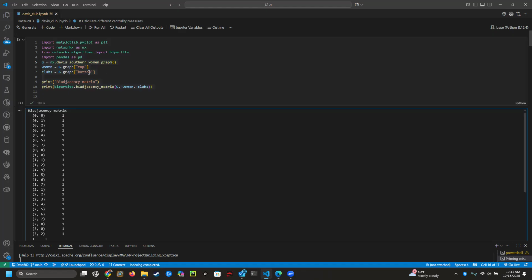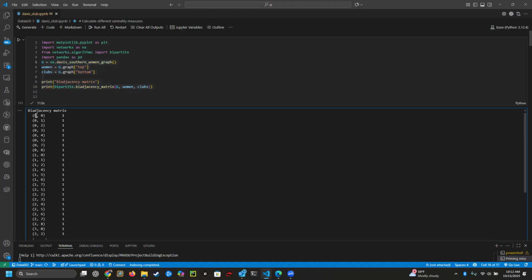So we start by uploading the data to our notebook. It's part of the library NetworkX, and this is us just importing it here into G, and then we print the biadjacency matrix to see what we're working with, and just a quick explanation of what the matrix represents.